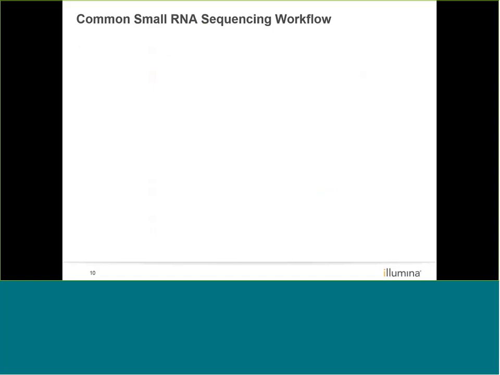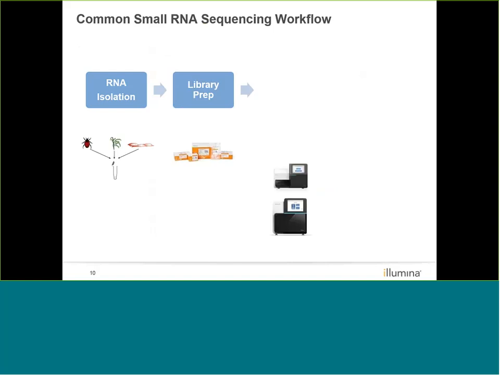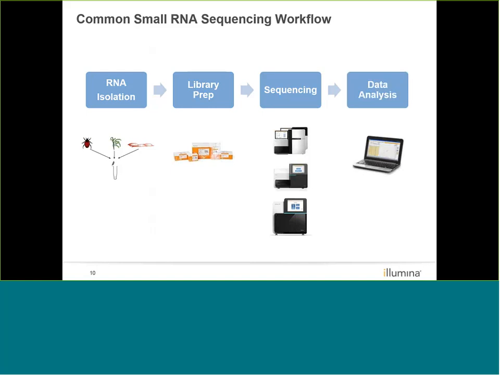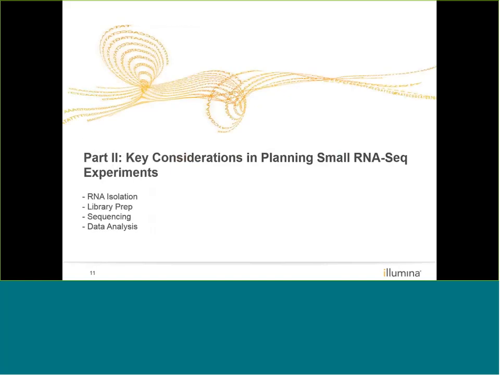So we talk about the different types of small RNAs. How do we capture them? How do we sequence? Here is the common sequencing workflow. We're going to start with RNA isolation, and then go into library prep, and then sequencing, and finish off with data analysis. So in the second part of the webinar, we're going to talk about the key considerations in each of the 4 steps listed here.